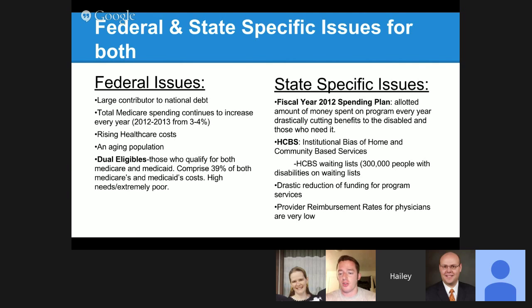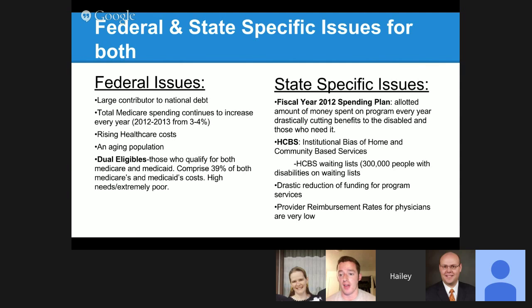Some state-specific issues with Medicare and Medicaid is the fiscal year 2012 spending plan, the definition of which is the allotted amount of money spent on the program every year, which drastically cuts benefits to the disabled and those who need it. So this plan was placed into play in 2012 and basically gave Medicare and Medicaid a budget and a certain amount of money to spend every year. Because of that, a lot of people have been, in a way, shorted care, not given care, because they can only spend so much on Medicare and Medicaid, and that's an issue.